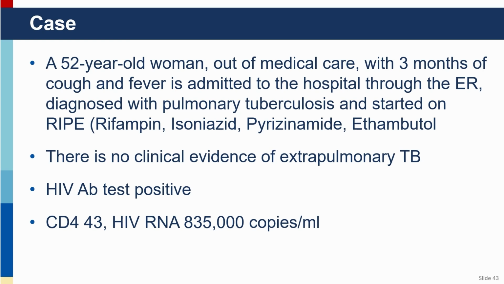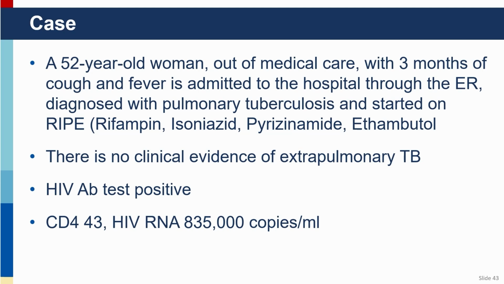All right, so let's go to another disease. And again, I'll show you a table about all the different manifestations of virus in a little while, but we worry mostly about endemic fungi, histo, crypto, cocci, and TB. So, as far as TB is concerned, another 50-year-old woman out of medical care with 3 months of cough and fever, so this is 3 months, not 3 weeks, is admitted to the hospital through the ER and is diagnosed with pulmonary tuberculosis and started on a traditional RIPE regimen.